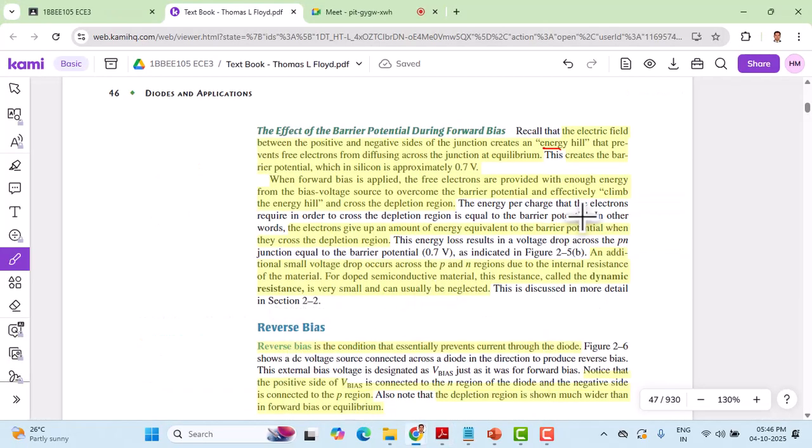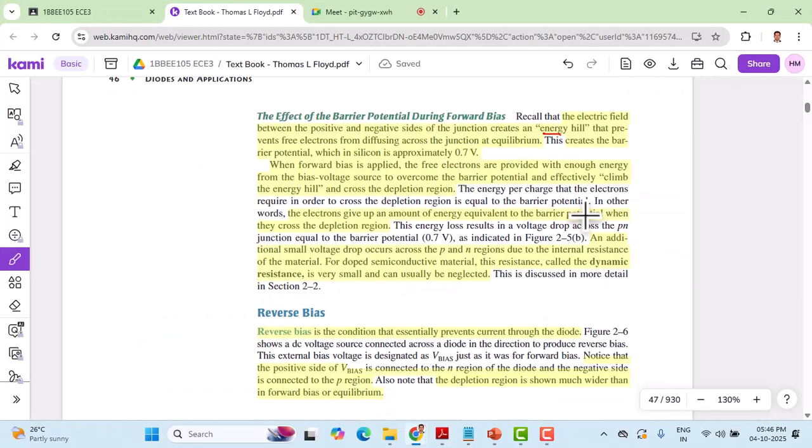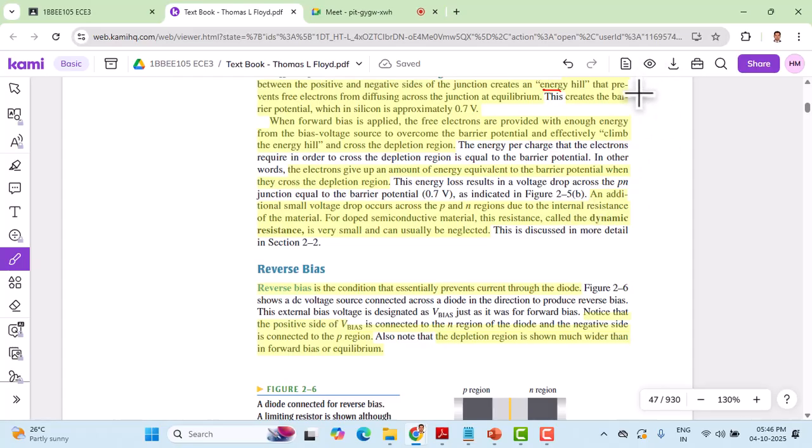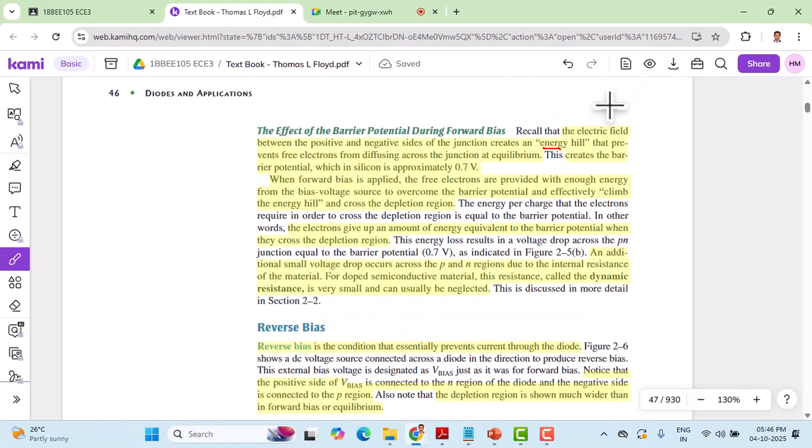The same thing is illustrated, that is called an energy hill. Hill means, as you can see here in the band structure, the upper hill has been created here. The height has been increased in the P side, and the electrons need some extra force to overcome that. Typically, 0.7 volts of external voltage is required to overcome that.